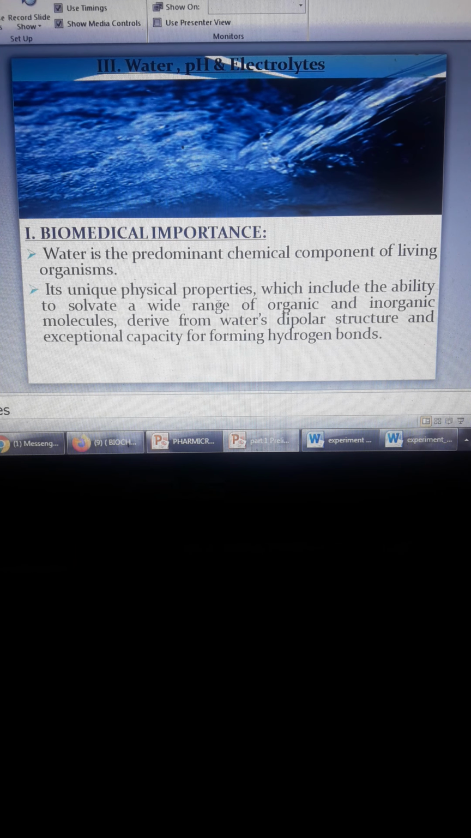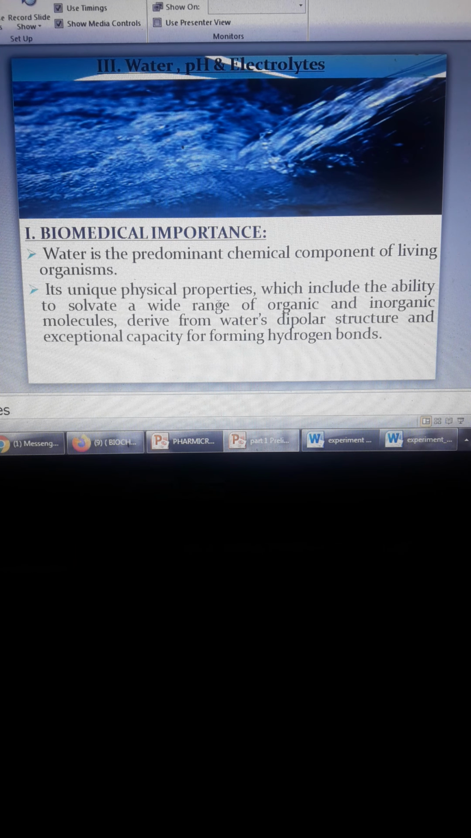Meaning solvate is to dissolve a wide range of both organic and inorganic molecules, derived from water's dipolar structure and exceptional capacity for forming hydrogen bonds. So we'll discuss later what we mean by dipolar. And water is the universal solvent. So water tends to dissolve organic molecules, for example carbohydrates, which are organic compounds, or the biomolecules, and also water can dissolve proteins.